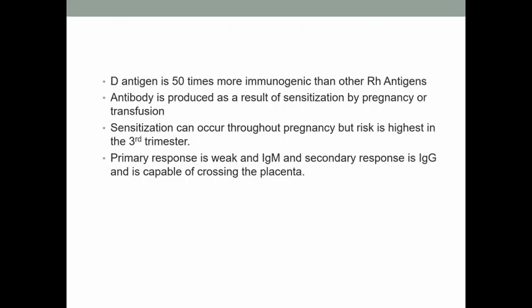So as we know, the primary exposure will only cause an IgM response, and these are pentamers and they cannot cross the placenta and go to the fetal circulation and cause agglutination of fetal cells. But if the subsequent pregnancy is also a positive baby, now the second response is IgG, and this IgG of course are small antibodies, not pentamers, and they cross the barrier.